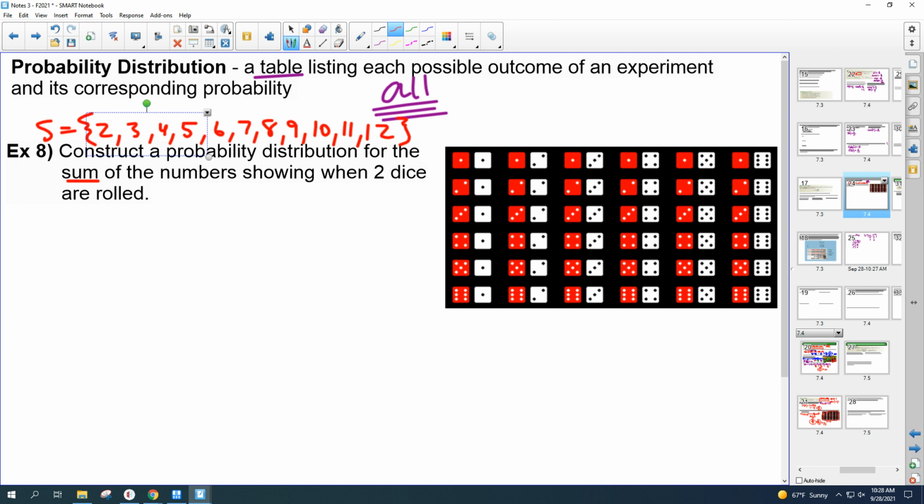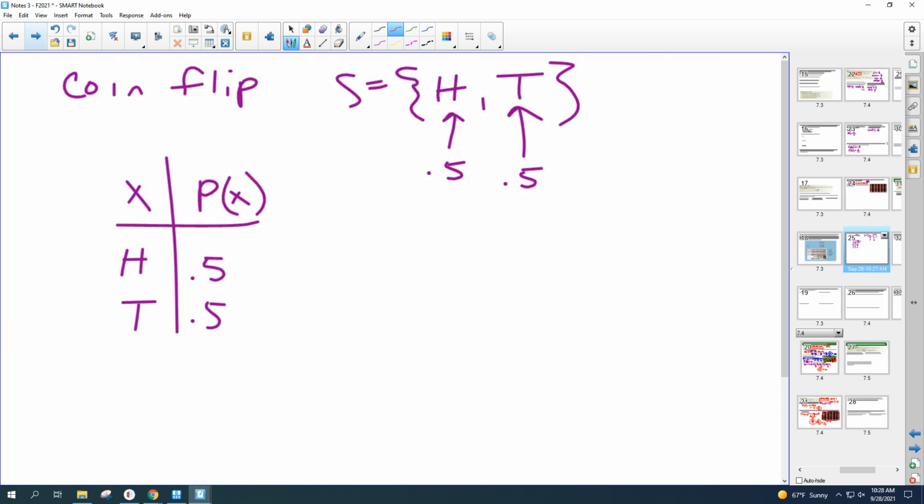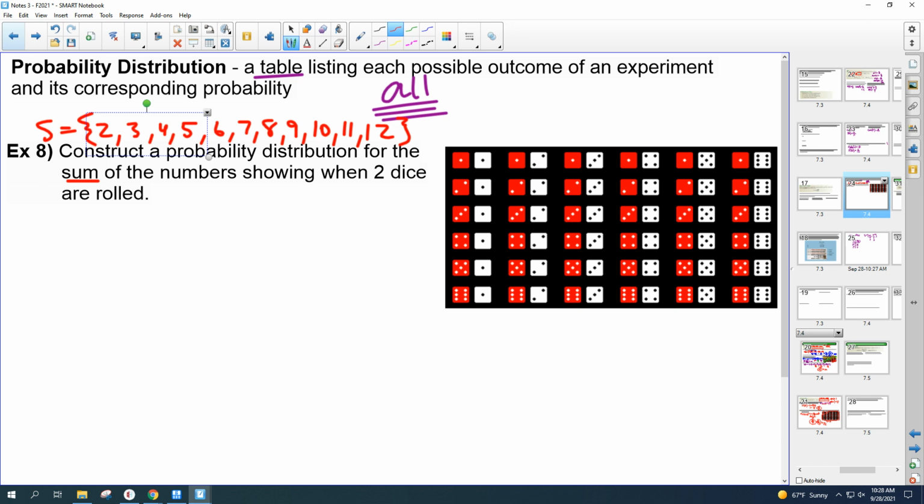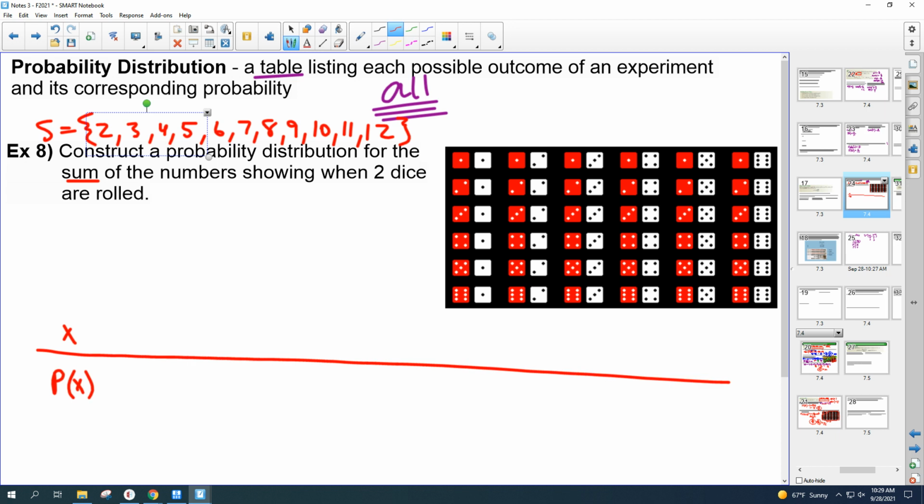So you can write your table going up and down or sideways. Kind of depends on how much space I need. We wrote this one going up and down. Let's write this one going sideways. All right. So X and P of X. X is your variable, and X could take on any value in the sample space. X could take on 2, 3, 4, 5, 6, 7, 8, 9, 10, 11, and 12. But we need to calculate the probabilities for each of those possibilities.